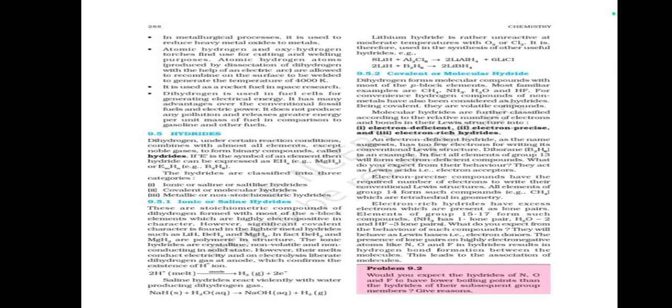Now, dihydrogen is used in fuel cells for generating electrical energy. It has many advantages over the conventional fossil fuels and electric power. It does not produce any pollution and releases a greater energy per unit mass of fuel in comparison to gasoline and other fuels.